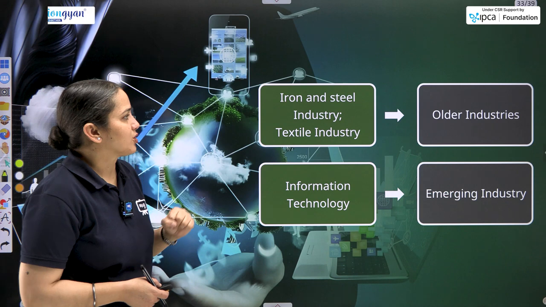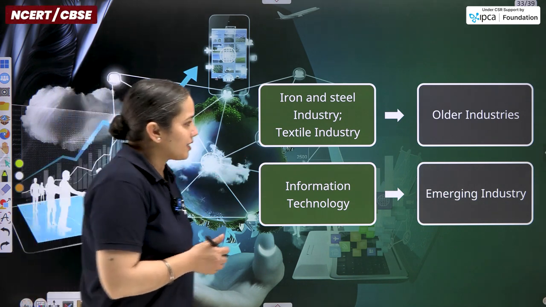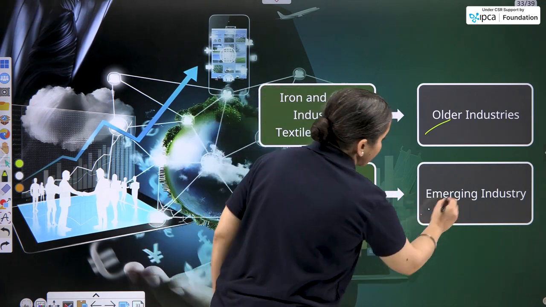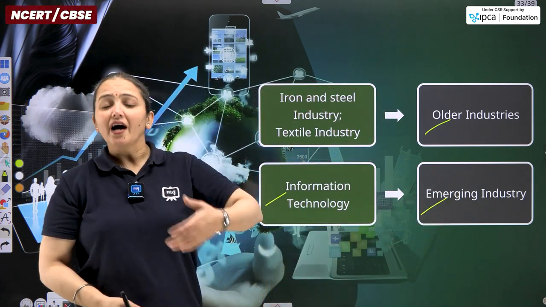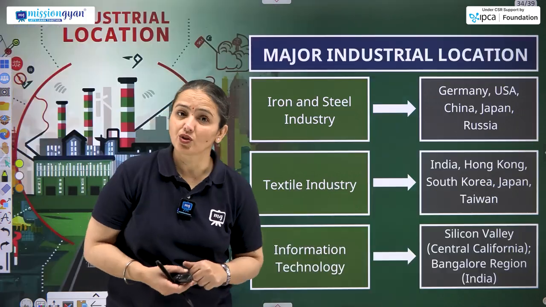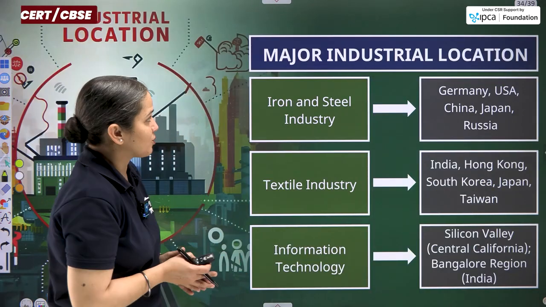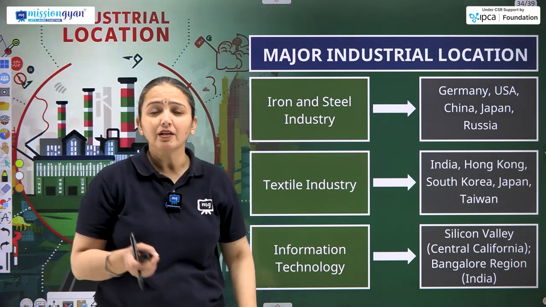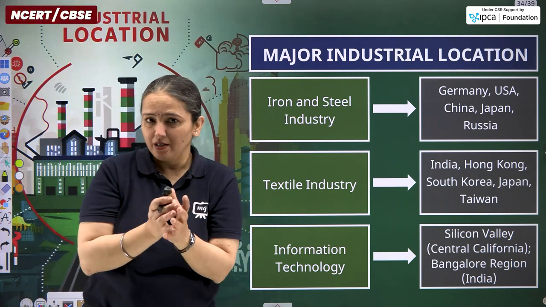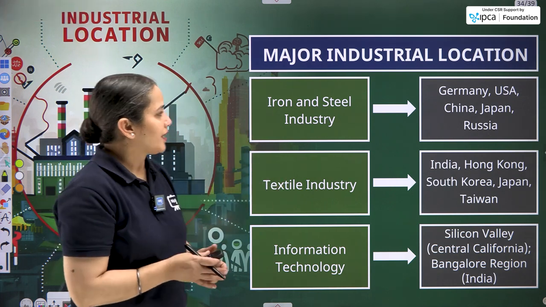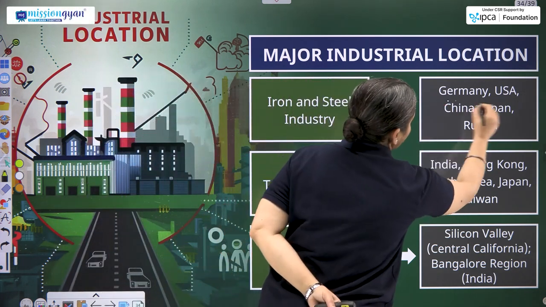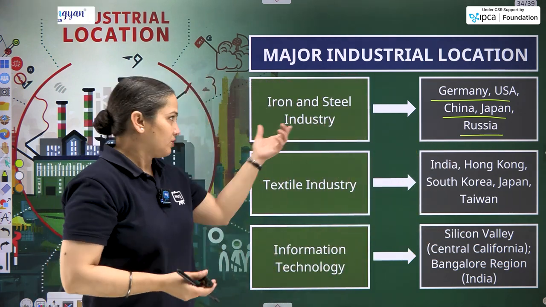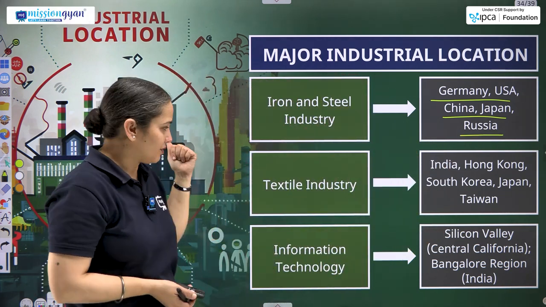So moving ahead with the discussion, iron and steel industry and textile industry, as I was just telling you, are older industries. Information technology is considered an emerging industry. The scopes are increasing in the information technology industry. Now, major industries' location, where exactly they are located and which are the prominent areas of these industries. For iron and steel industry, Germany, USA, China, Japan and Russia are the prominent nations that are working in this factor.